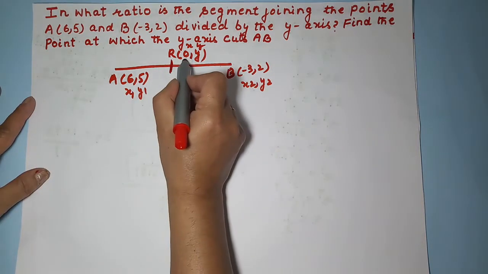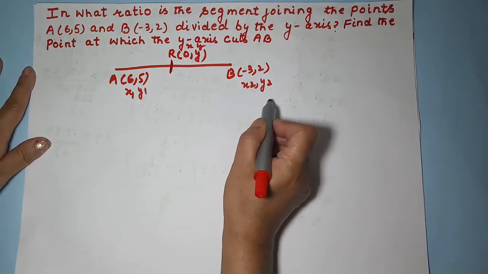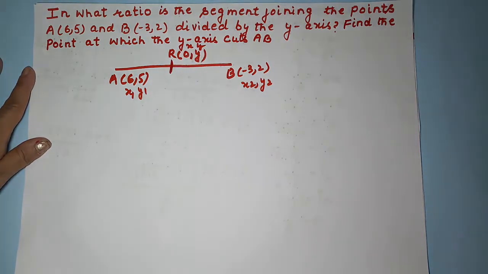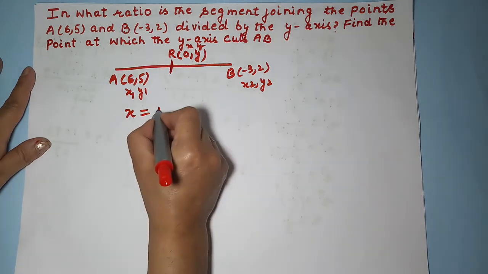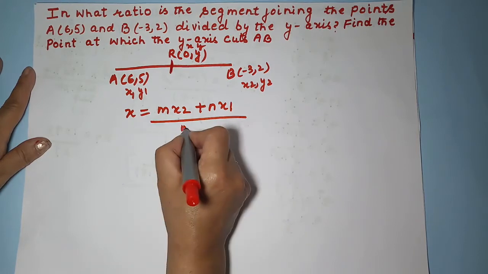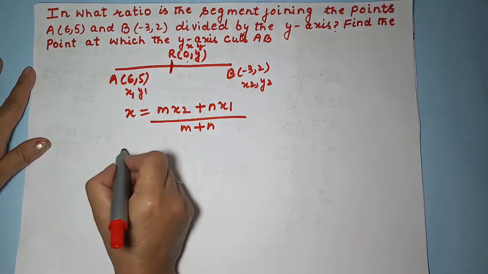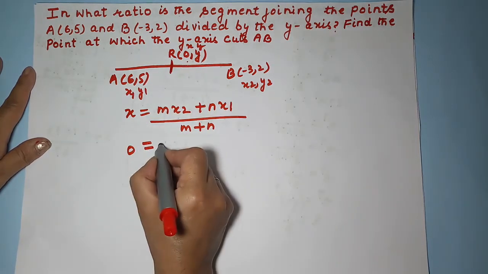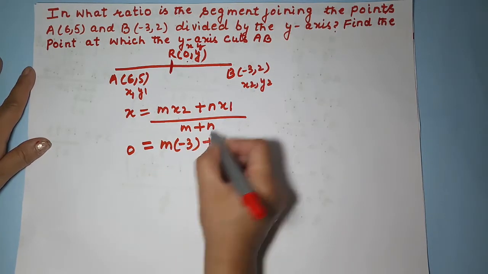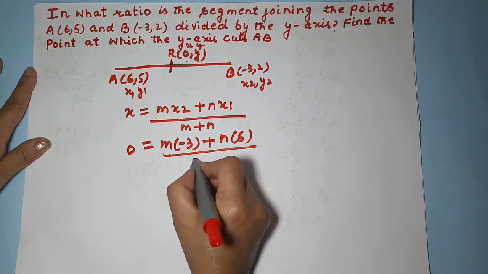Now this time, in the previous sum we took the y coordinate and calculated the ratio. This time we will take the x coordinate because it is 0, right? It will be easy for me. So I know that x is equal to (mx2 + nx1) upon (m + n), right? Now what is my x coordinate? It is 0. So I'll put this as 0. What is my m? I don't know. I have to calculate that. What is my x2? It's minus 3. N, I don't know. What is my x1? It is 6. And then this m plus n.